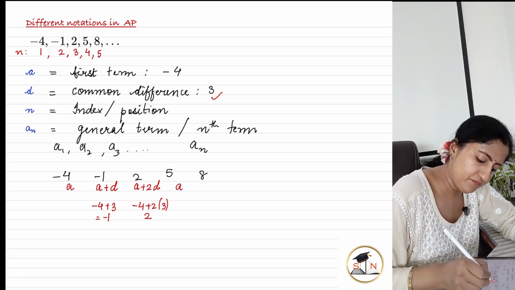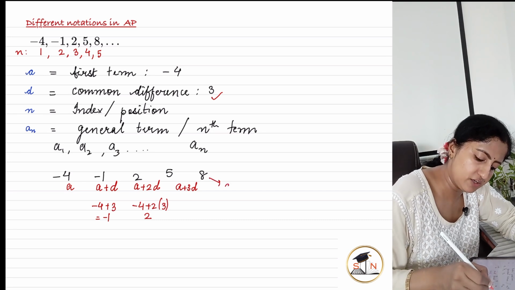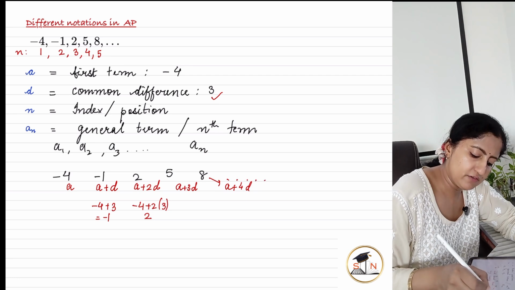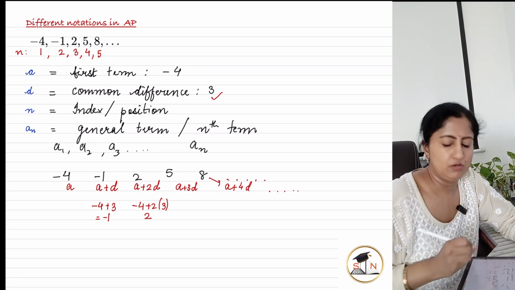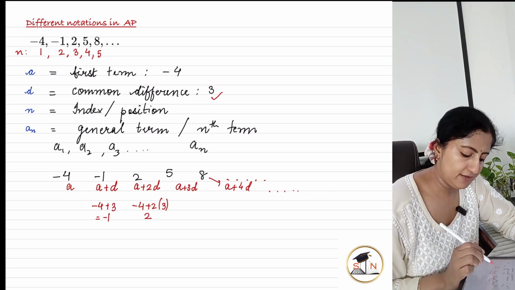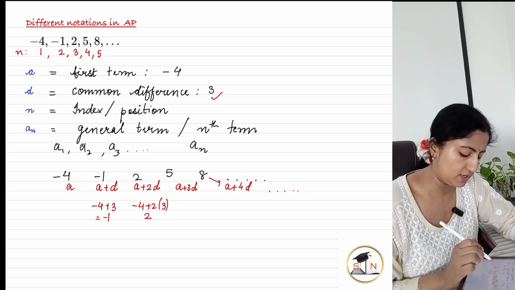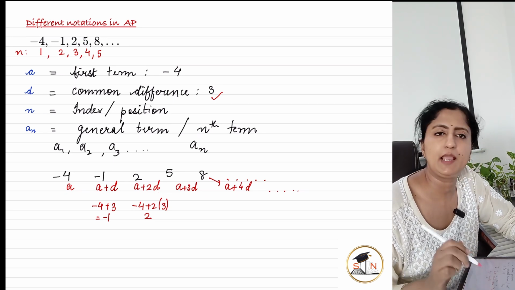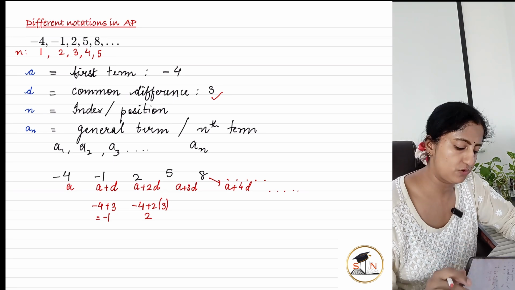This is going to be A plus 3D. And the last, this is going to be A plus 4D. And we can go on till whichever number we want. So we just saw that the terms can be written in terms of A and D also, like A plus D, A plus 2D, A plus 3D, A plus 4D. Okay. Let's do a question based on it.